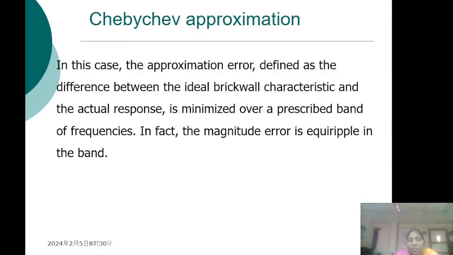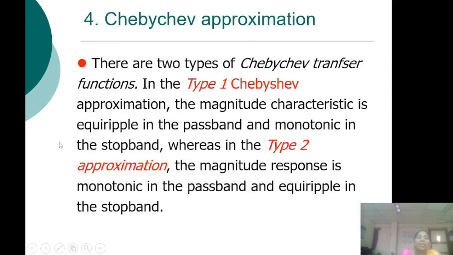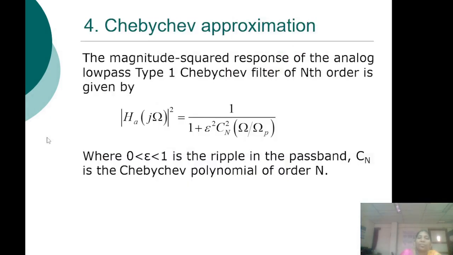In the Chebyshev approximation technique, you can see that ripples occur in the pass band as well as the stop band. Those ripples are equiripple. In the Chebyshev filter, there are two types: Chebyshev type 1 and Chebyshev type 2. In type 1, there are equal ripples in the pass band and stop band. But in type 2, you have a monotonic pass band and equal ripple in the stop band. That is the difference between type 1 and type 2.